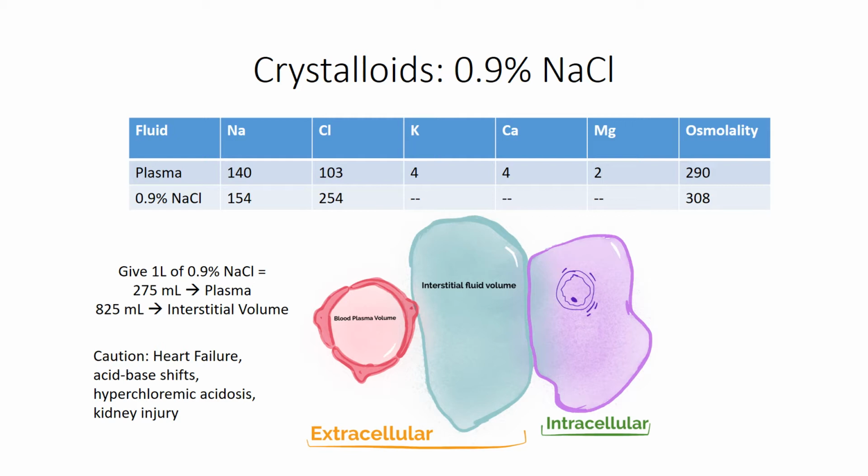And that's actually more than 1 liter if you add those up, and that's because you actually pull some of the cellular fluid into the interstitial fluid as well. And you want to be careful using it in heart failure patients too, because remember they are already volume overloaded, and there's a lot of volume in the interstitial fluid to begin with in heart failure patients, right? And you also want to use caution because it can cause acid-base shifts, hyperchloremic acidosis, and it can also cause kidney injury.